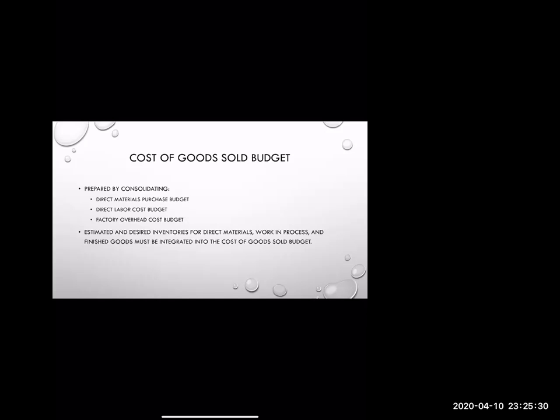So now remember back to chapter 1 when we talked about the cost of goods manufactured, right? And then the cost of goods sold. This is where all of this comes into play. So this will be a good challenge for us.